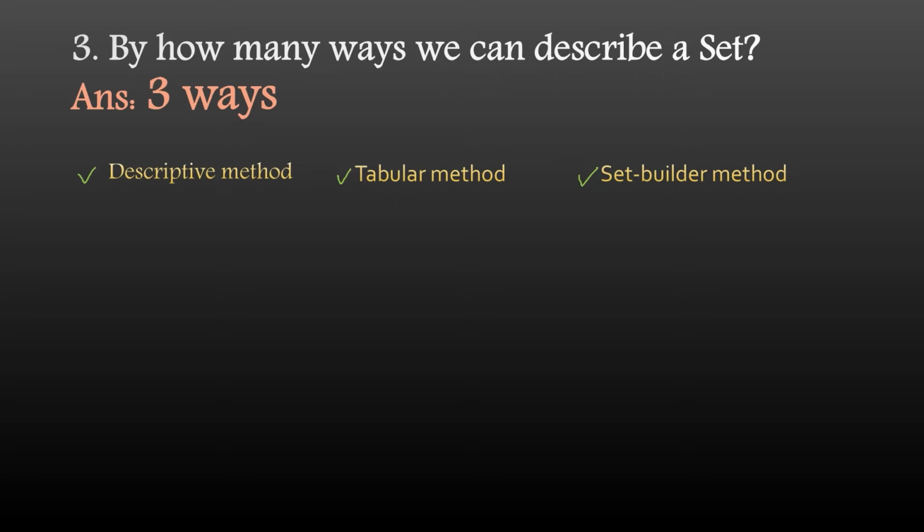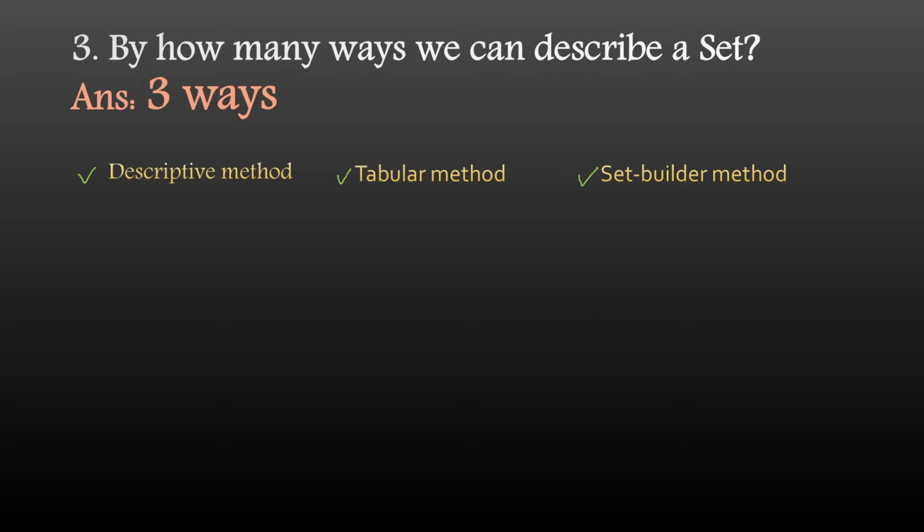In tabular method, we directly put the elements in the set. We directly put the elements in the brackets to represent a set. In set builder method, we use a symbol or a letter for an arbitrary member of the set and state a property that is common to all members. I will show you all of these by an example.